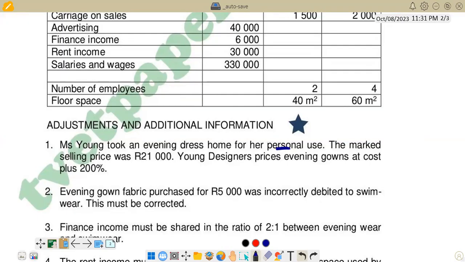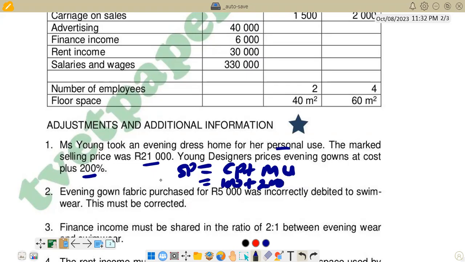These drawings have a selling price of 21,000, and we are told they are sold at a markup of 200%, cost plus 200%. The cost price is the one we want to use. Remember, when we record goods in the purchases account, we record cost price, and here we have the selling price. Selling price is equal to cost price plus markup. Our cost price is always 100%, and our markup is 200%.